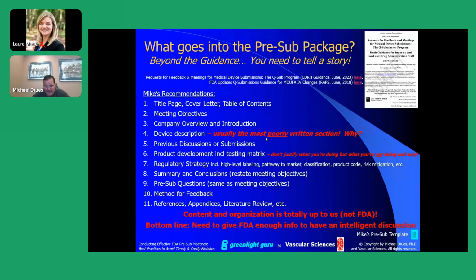Bottom line, at the end of the day, you need to give FDA enough information about your device, what it does, how it works, your regulatory strategy, all those things, in order to sit down and have an intelligent conversation. Because if you don't give them that background, so to speak, then what's the point of engaging in this dialogue? It's a total waste of time. So you need to give enough information to have an intelligent conversation, but the breadth of information, in other words, how many topics you include, and the depth of the information, how much detail you go into, that is totally up to you.